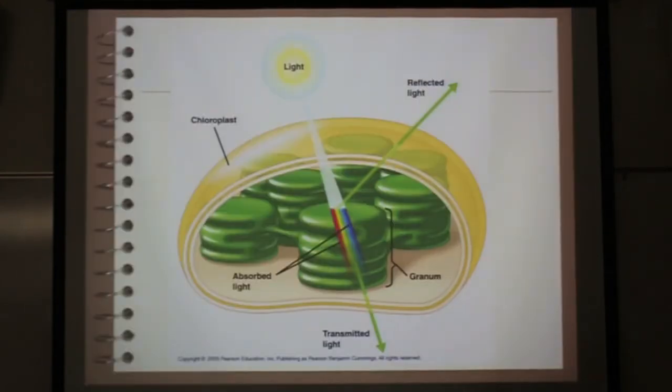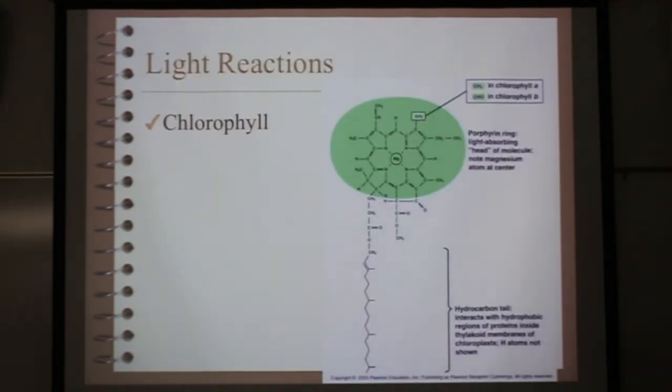Okay, so here shows you a picture of what's sort of going on inside the chloroplast. Remember, the chloroplast is where the photosynthesis is going to take place. Okay, next thing I'm going to mention here on the light reactions is this particular molecule called chlorophyll. Chlorophyll is a very important molecule. This is what it looks like.